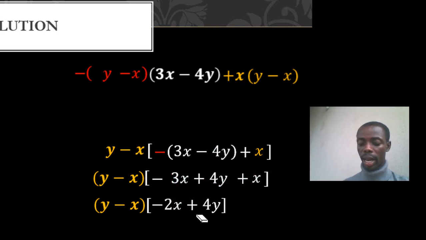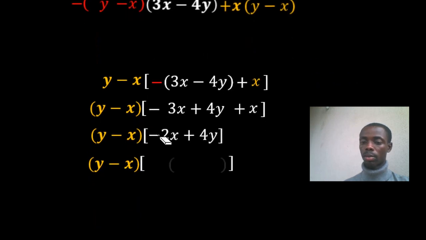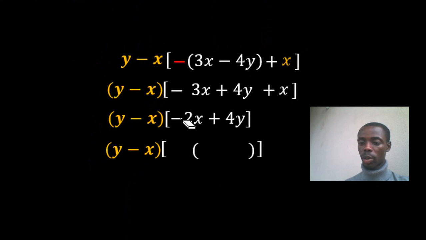So I can now have y minus x. There is no further simplification I can do again in the square brackets. But there is a common factor, I think. Yeah, there's a common factor, and the common factor is just 2. 2 is here, 2 is also here. Alright, so bringing out 2, common 2, minus 2x and plus 4y. So after the factorization, this is what I'm getting.